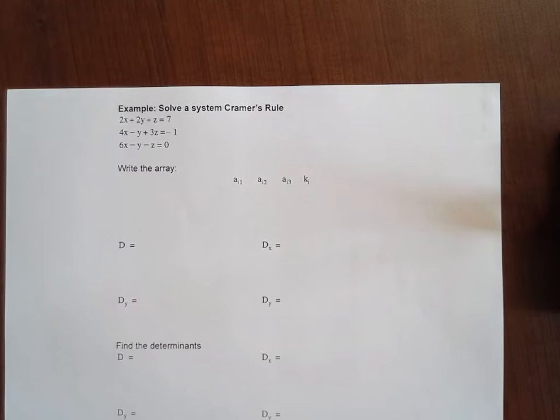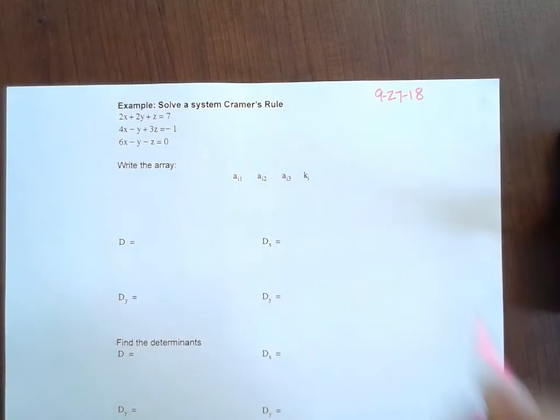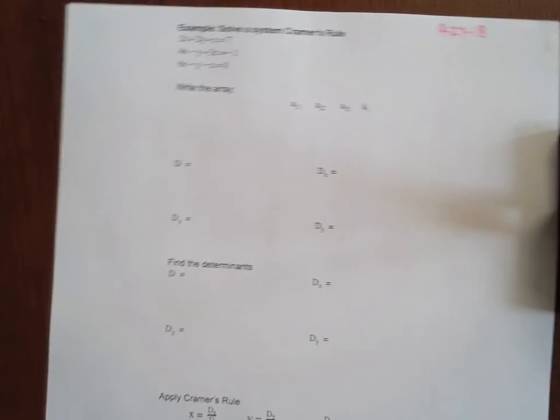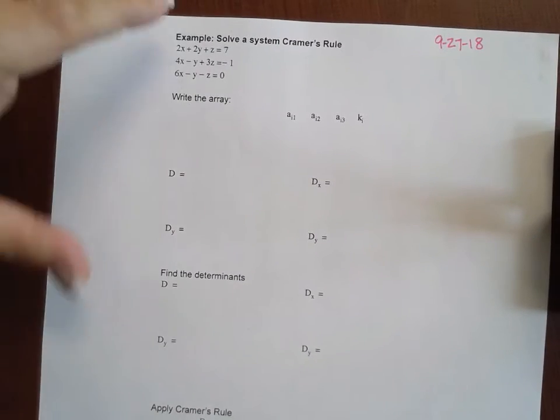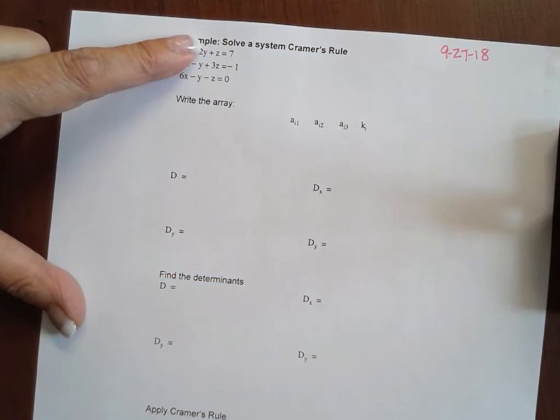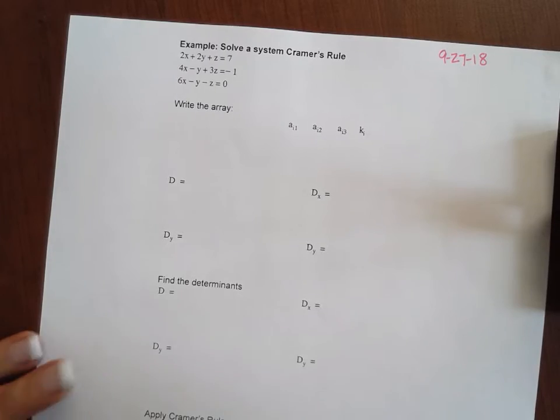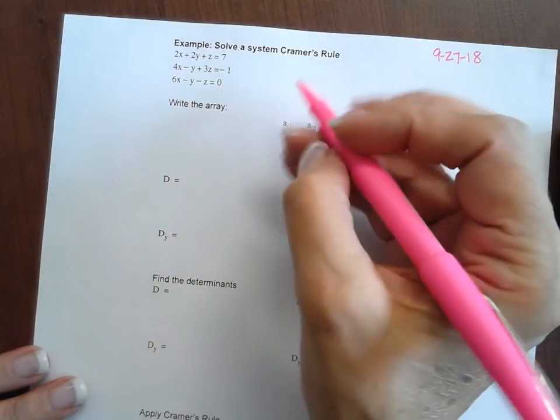Alrighty, so let's take it one more step. You did the determinants. Now we're going to solve the system. This is where you put the t column in for the x and the y, and then find your determinant. Does that make sense? All right, so let's write our array.